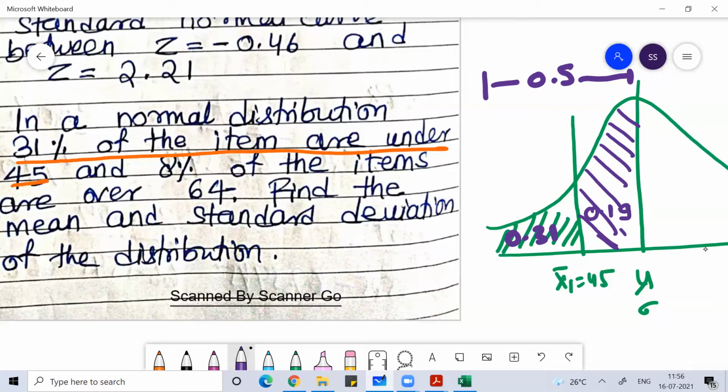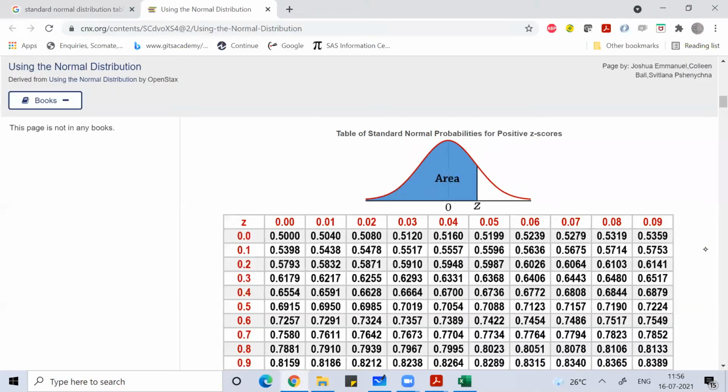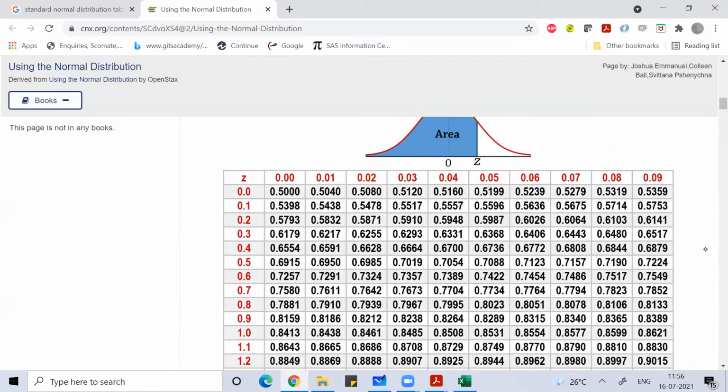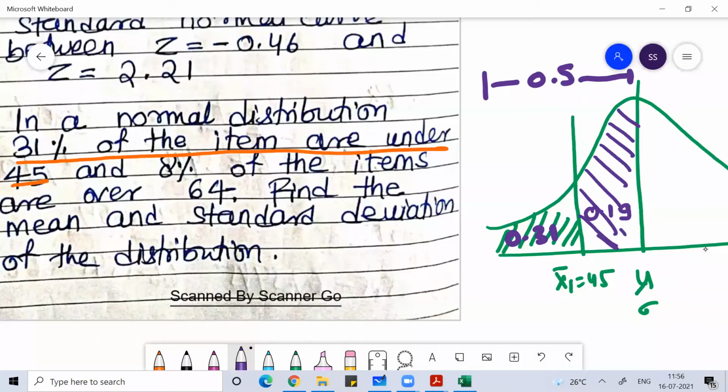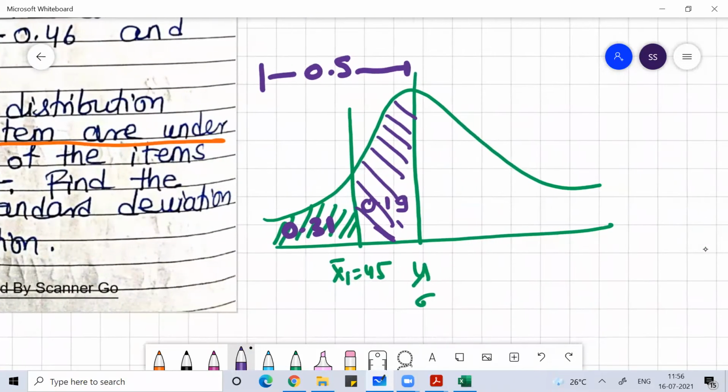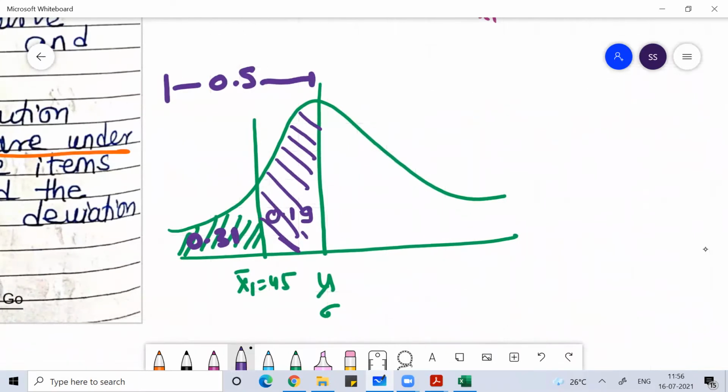If you see in this table, everything has 0.5 added. So in this table you should check 0.5 plus 0.19, which means 0.69. The closest value corresponding to 0.69 you will get at 0.5. So the Z value which gives the area 0.6915 in this table, and in reality that value is 0.19. So that is the Z value you need to look into here.